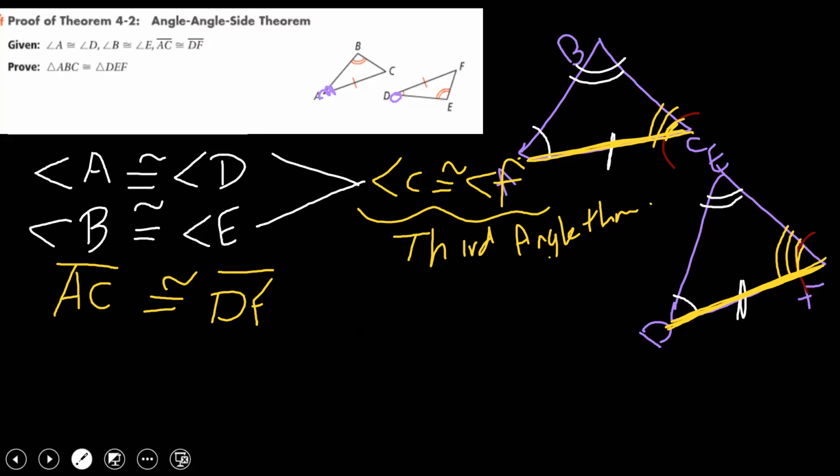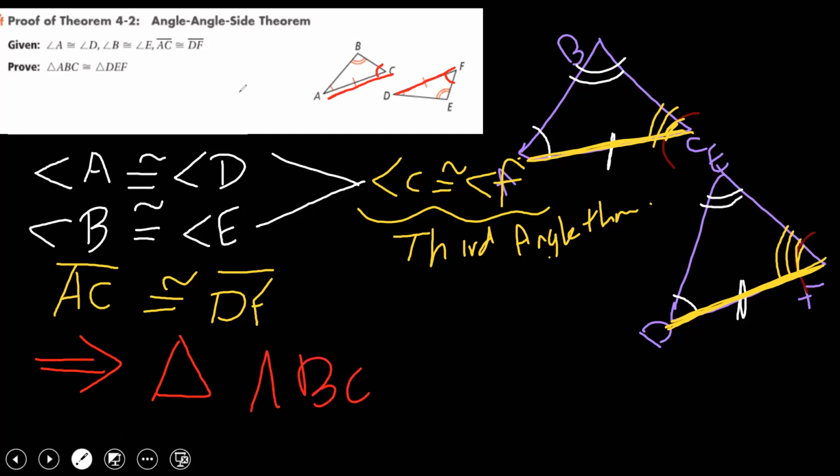Here now, look at side AC. When I say it now, it is congruent with DF, and all the angles are congruent. Can I say now that the two triangles are congruent? Yes. I can conclude now that the triangle ABC is congruent with the triangle DEF.